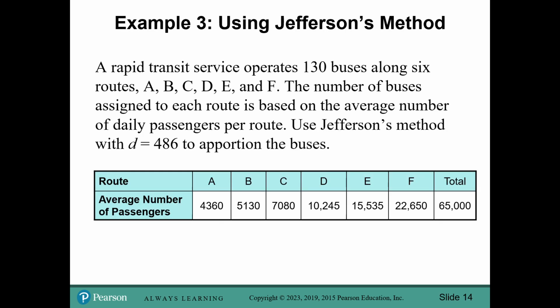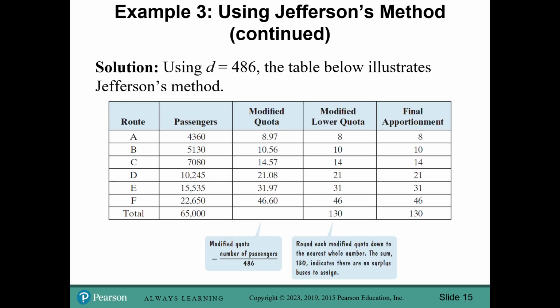Okay, let's go through here and look at this new example. It says a rapid transit service operates 130 buses along 6 routes, A, B, C, D, E, and F. The number of buses assigned to each route is based on the average number of daily passengers per route. We want to use Jefferson's method with D equal to 486 to apportion the buses. So let's apportion here. If D equals 486, the table below illustrates Jefferson's method.